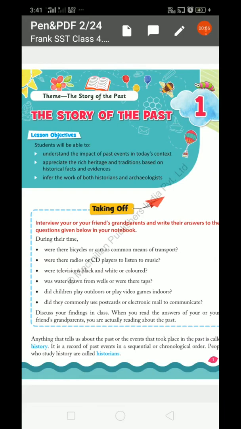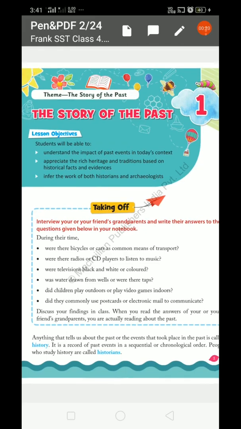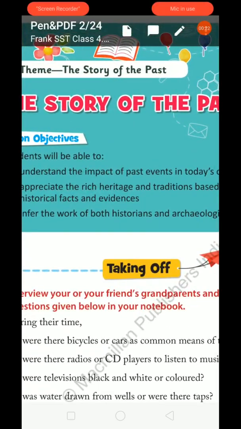Chapter 1, The Story of the Past. Story means कहानी, past means पुराना. पुरानी कहानी. Theme, the story of the past.